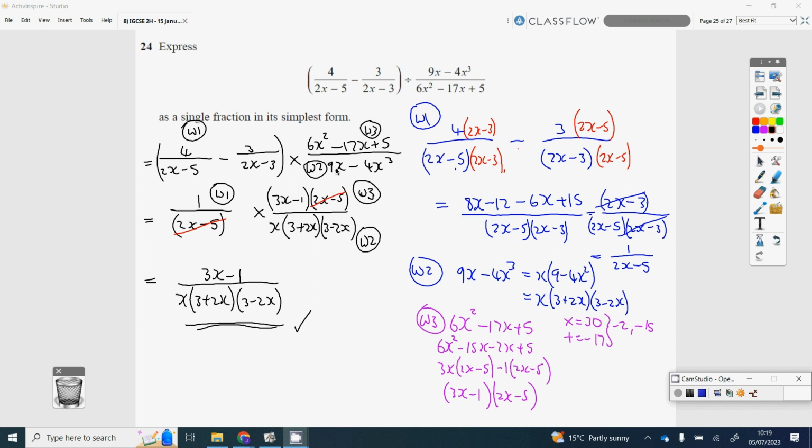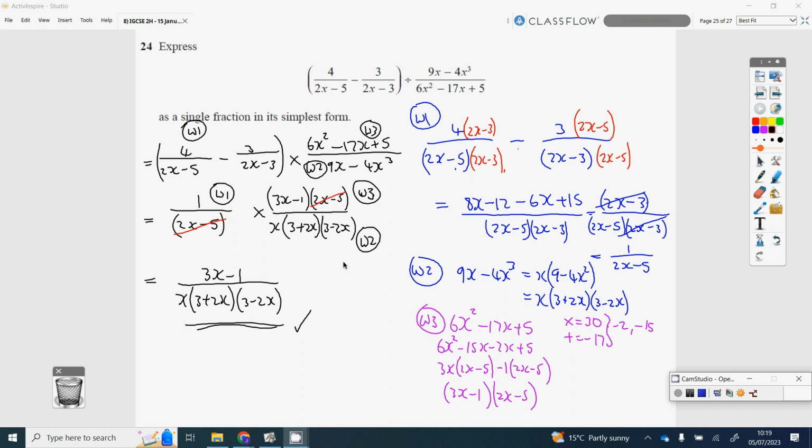Now, secondly, I'm just factorizing the denominator over here, 9x minus 4x cubed, as working number two. So I can take out the x, first of all, leaving me x, 9 minus 4x squared. And then you've got to recognize that this is a difference between two squares. You've got a square, then subtracting a square, so you can factorize this bracket into 3 plus 2x, 3 minus 2x. So I'm starting off with my 9x minus 4x cubed, and I'm finishing with x, 3 plus 2x, 3 minus 2x.